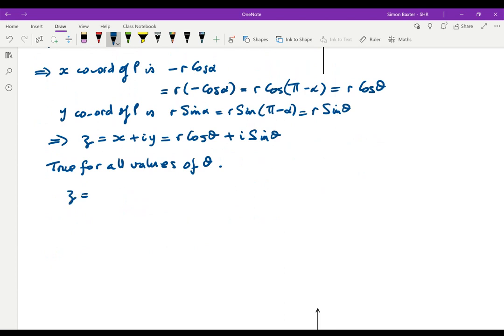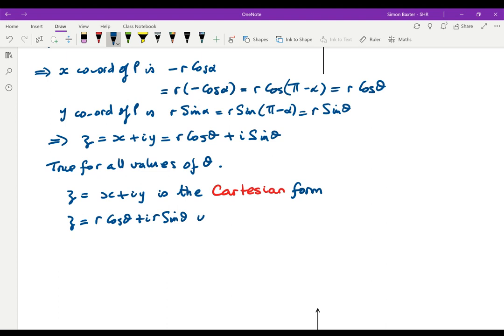z equals x plus iy is called the Cartesian form, and z equals r cos theta plus i r sine theta is called the modulus argument form.